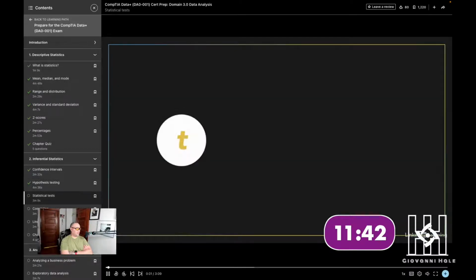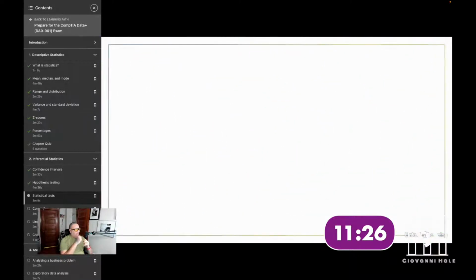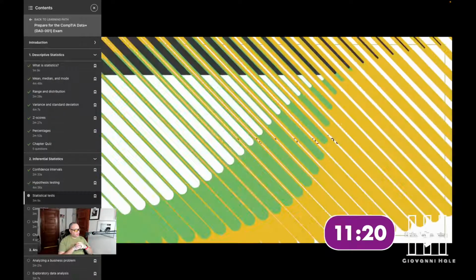The first type of statistical test that you'll need to know about for the Data Plus exam is the t-test. The t-test is used to determine if there is a statistically significant difference between the means of two groups. It's used to produce a p-value when you're conducting hypothesis testing. You generally use a t-test when your null hypothesis is about a numeric value. Let's look at an example of this.